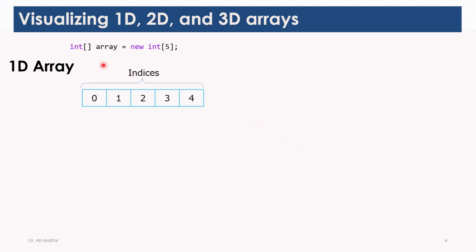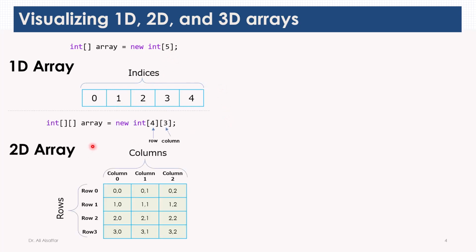Now imagine you have a one-dimensional array called array for 5 integers. This is how we visualize it graphically. We assume that it is a line of numbers. We sometimes call it a list. And each number has an index. For arrays in Java, the indices start from 0. So here this is index 0, index 1, index 2. And we know that we have 5 elements, so the last index is 4.